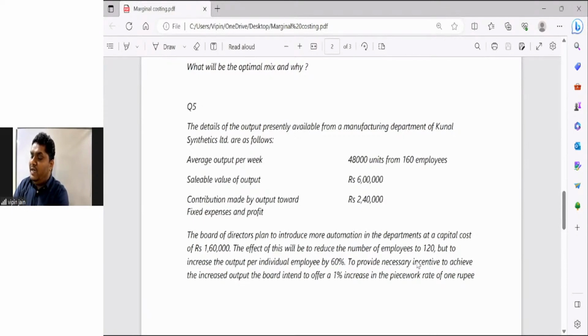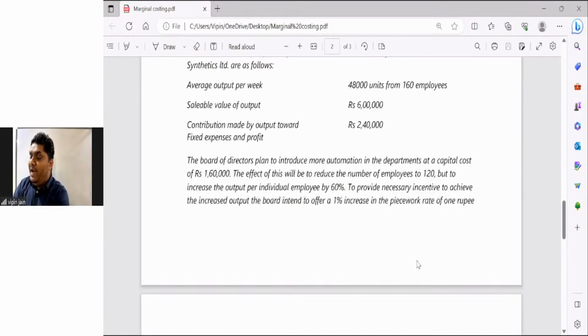Herein, the board of directors plan to introduce more automation in the department at a capital cost of 1,60,000. The effect of this will be to reduce the number of employees to 120, but to increase the output per individual by 60%. So herein, the number of employees has been reduced from 160 to 120. However, the output per individual has increased by 60%.